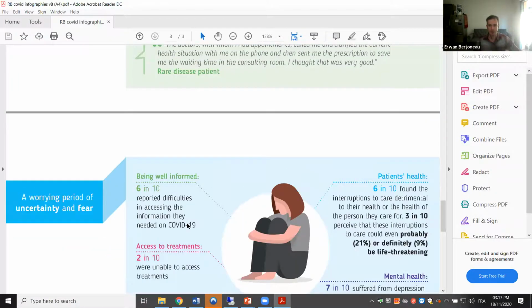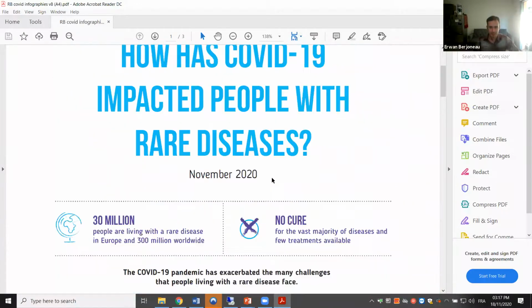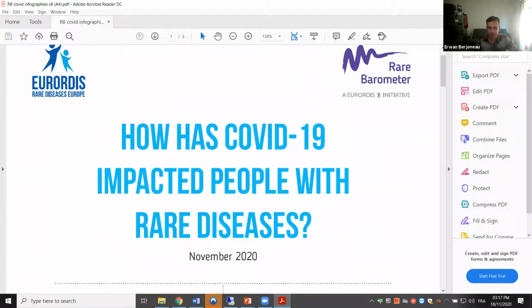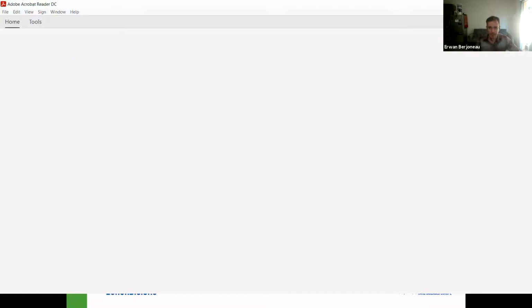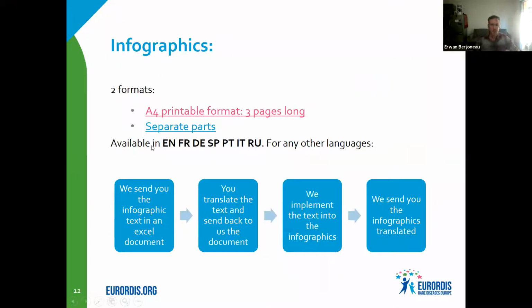So I hope you will find those documents useful. Again, you can ask for them for your disease and in your country. So in terms of languages, it will be translated next week. It's currently being translated actually. And so it will be translated into the 7 Eurordis languages. So English, French, German, Spanish, Portuguese, Italian, and Russian.